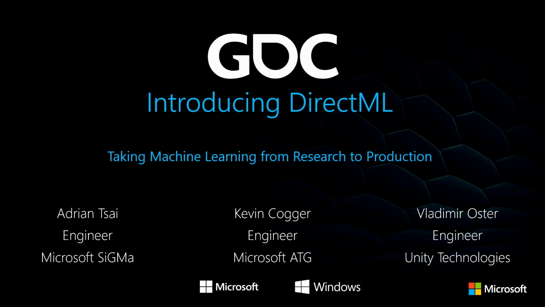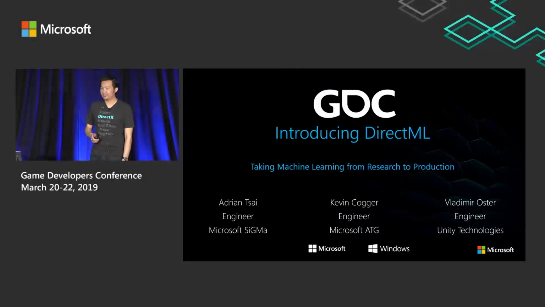And I'm super excited to be here today to share with you some of the details of our brand new API for machine learning, DirectML. In this session, we'll be talking about what is DirectML and how it gives game developers the power to use machine learning in their games. Later on, I'll also be joined on stage by a couple of our partners to show off some cool demos that were developed in collaboration with Microsoft using DirectML.